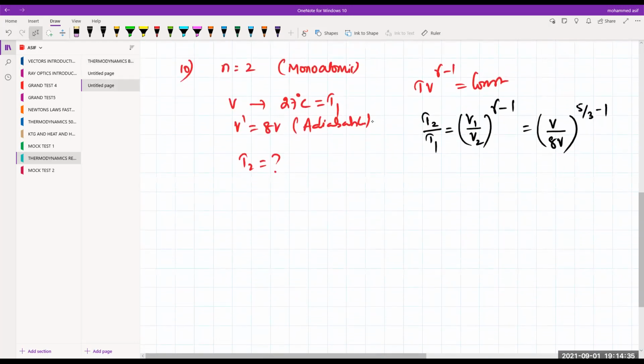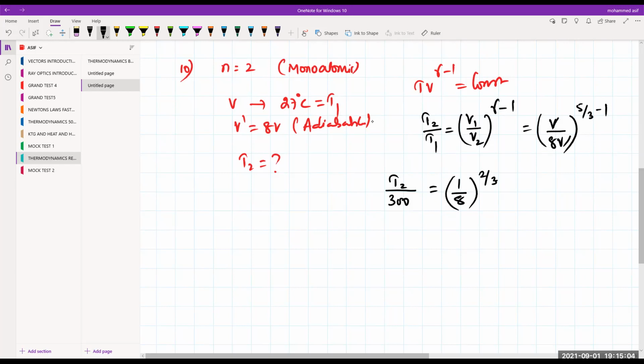This V and this V will get cancelled. So this will be equal to, the initial temperature is 27 degrees centigrade, so convert into Kelvin. So it is T2 divided by 27 plus 273, that will become 300 Kelvin. That is equal to this 1 by 8. Isn't it? So this one is 1 by 8 to the power of, how much am I getting, beta? 5 by 3 minus 1 is how much for me? 2 by 3.